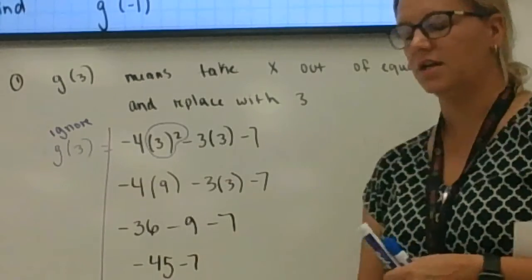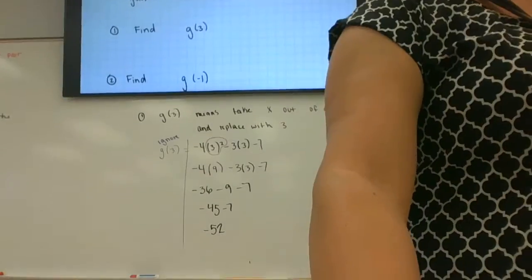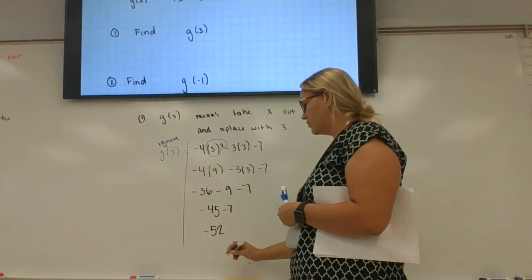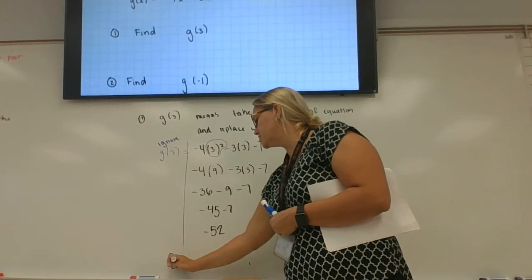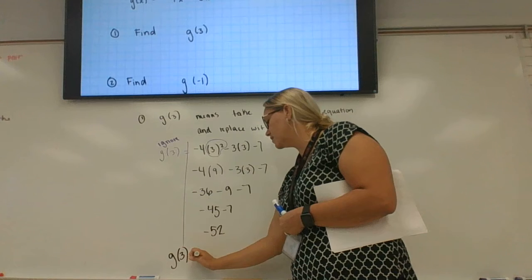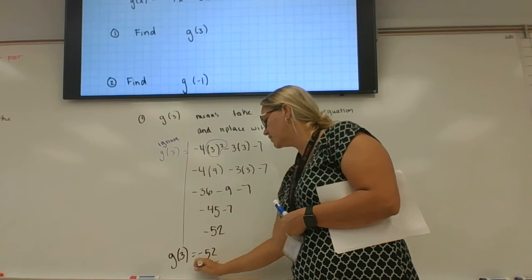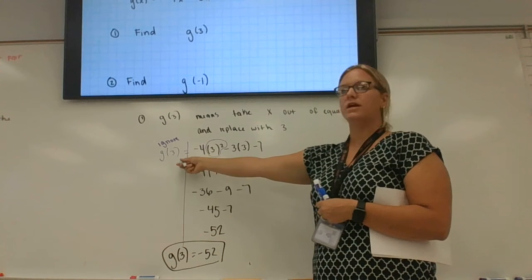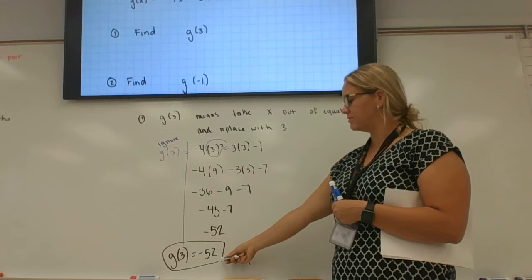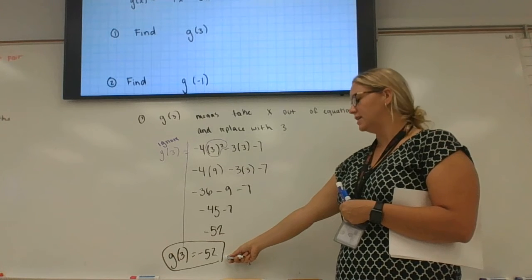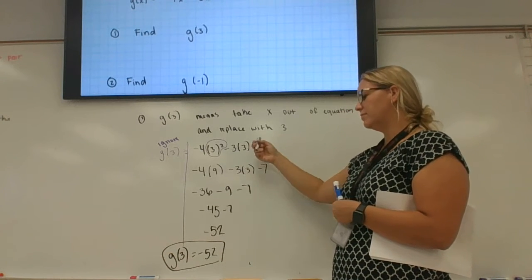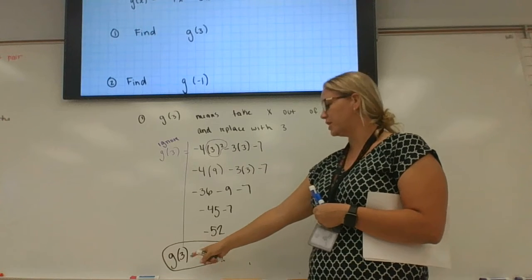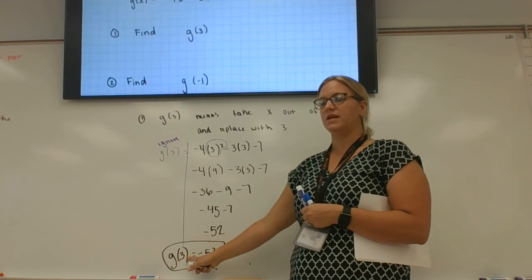So I want to see this answer written. You have all the work, and then I want to see g of 3 equals -52. So this part that I ignored comes down and is part of my boxed answer. And that tells anybody reading my work that I had a g function and I replaced x with 3.